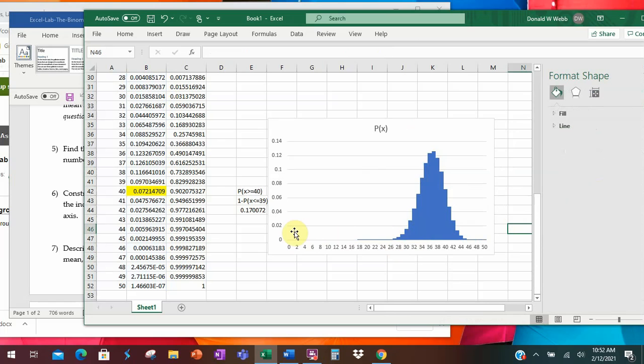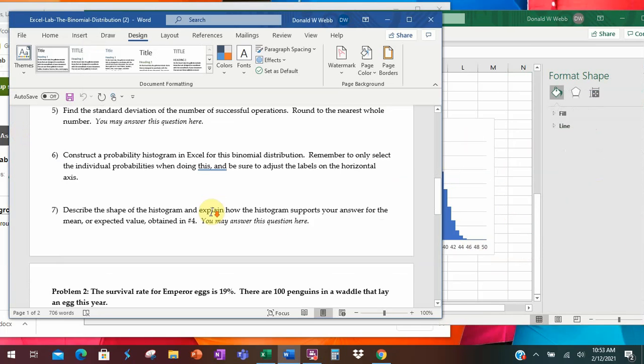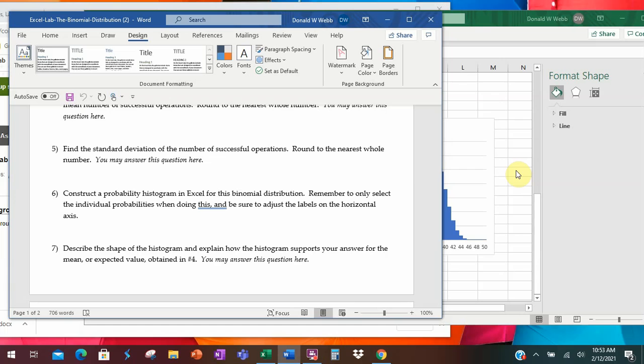So notice this is left skewed. Most of the data is out to the right, but I've got the skewness out to the left. It looks left skewed, but almost bell-shaped in the middle. So bell-shaped with some left skewness, okay, with those characteristics.